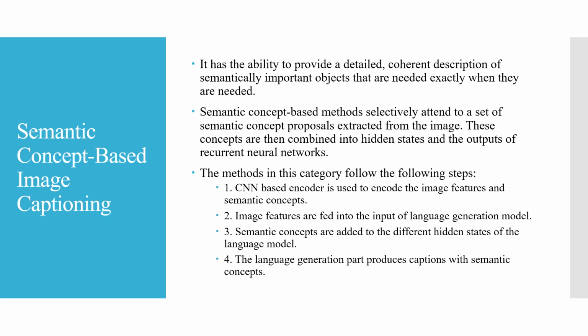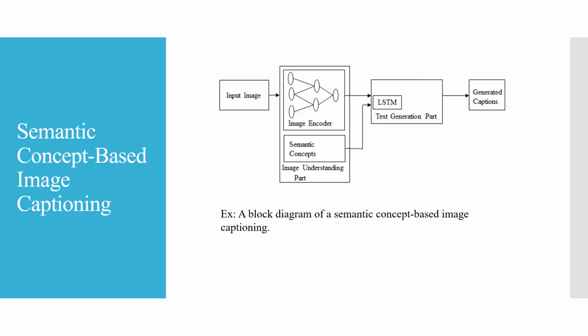The methods in this category follow the following steps. A CNN-based encoder is used to encode the image features and the semantic concepts. Image features are fed into the input of the language generation model. Semantic concepts are added to the different hidden states of the language model. The language generation part produces the captions with the semantic concepts. Semantic concepts-based image captioning. A block diagram of semantic concepts-based image captioning.